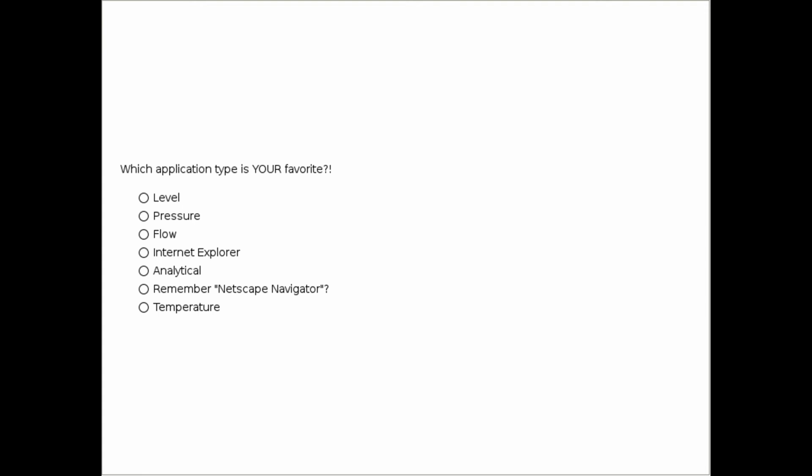The first poll is, which application type is your favorite? I have a feeling that level is probably going to be the winner, but we'll see. You guys have surprised me in the past. All right, that was right. So level is by far everyone's favorite application, which is great. Level and flow is pretty much it. And it looks like nobody remembered Netscape Navigator, and that's quite all right. That was just an old joke I put in there. So moving on.